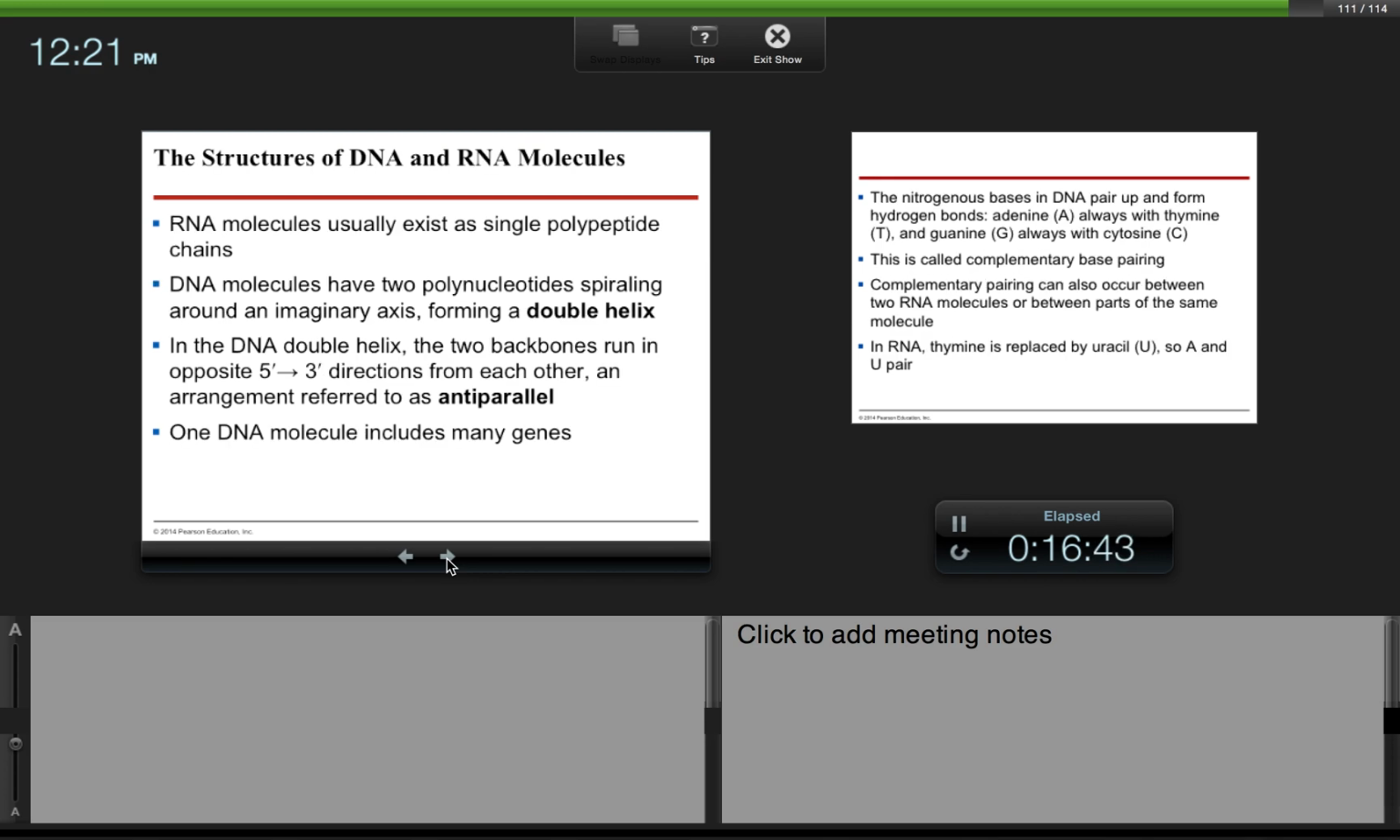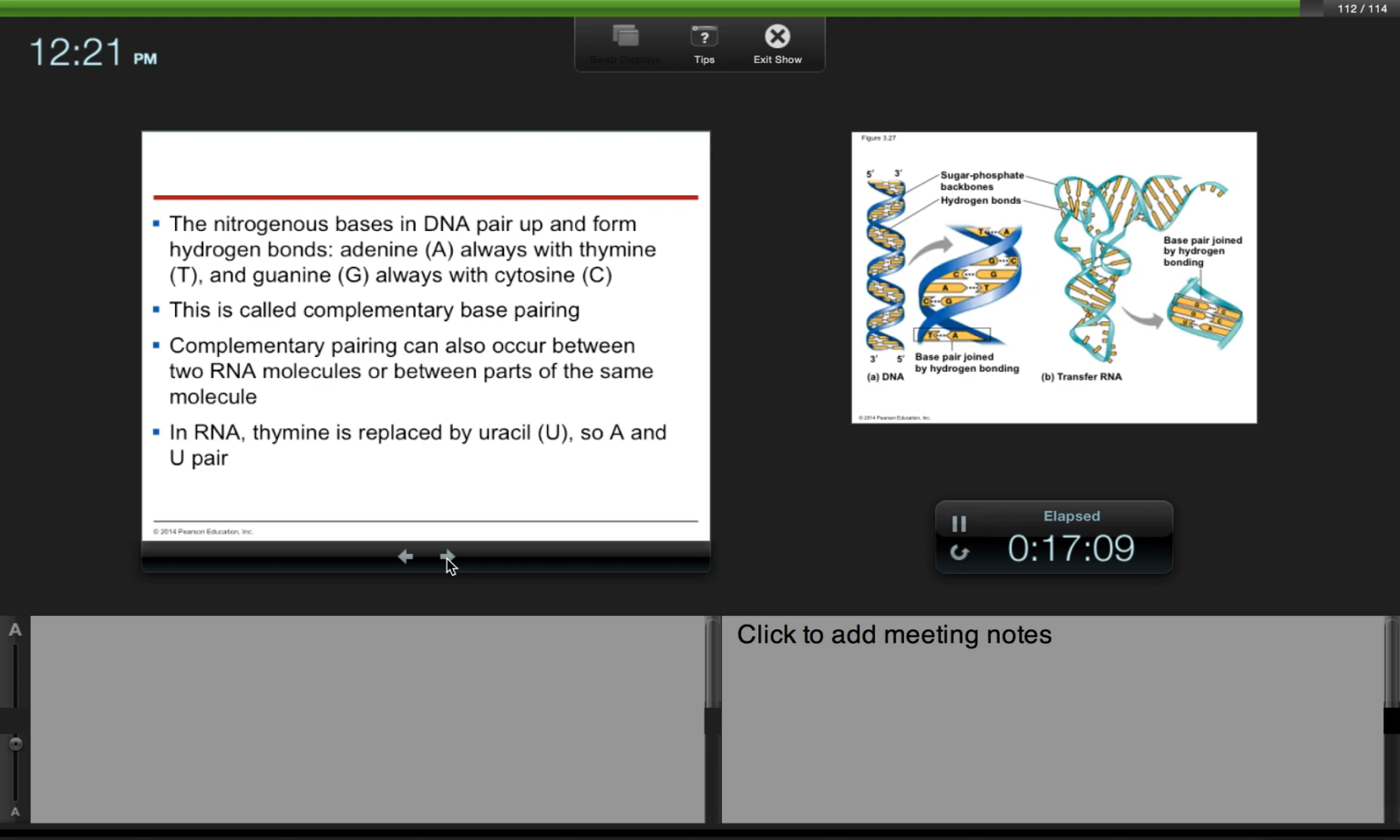RNA molecules usually exist as single polynucleotide chains. DNA molecules have 2 polynucleotides spiraling around an imaginary axis forming a double helix. In the DNA double helix, the 2 backbones run in opposite 5' to 3' directions from each other. This is referred to as the anti-parallel nature of the DNA double helix. One DNA molecule includes many genes.